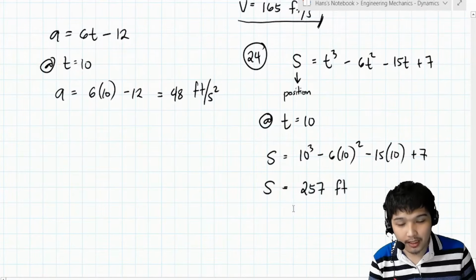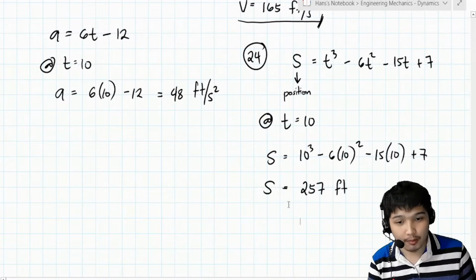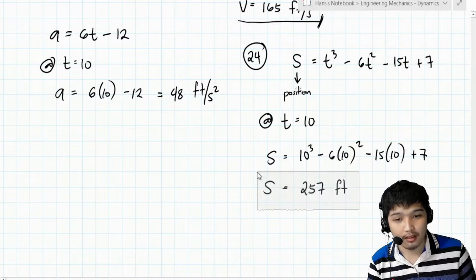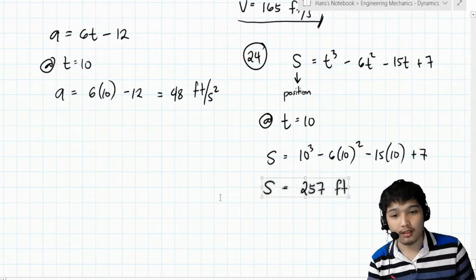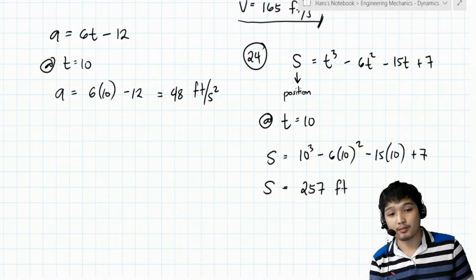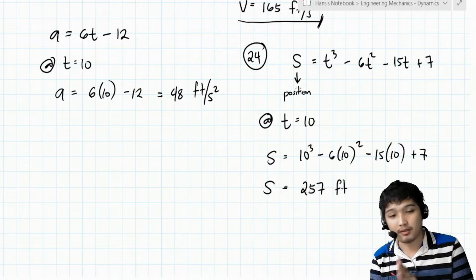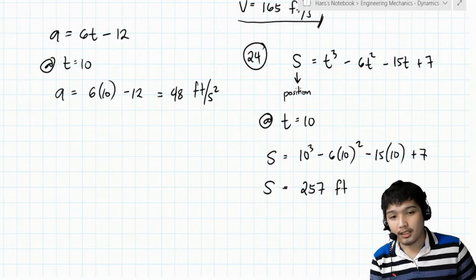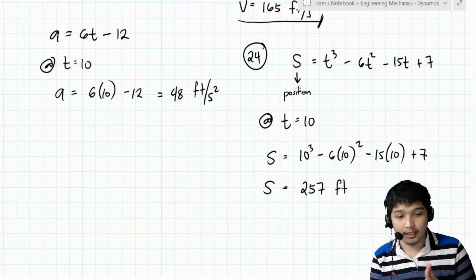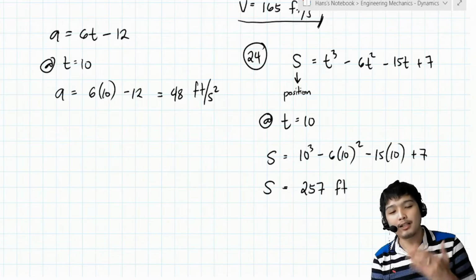Because ang sinasabi nito na at time equal to 10 seconds, the position of the particle is at 257 feet from the reference or from the datum. Meaning to say, meron kasi siyang reference point. From that reference point, 257 feet na yung location ng particle. Okay? Nasanay kasi tayo guys na yung S is yung displacement. So, may mga ganong case, no?